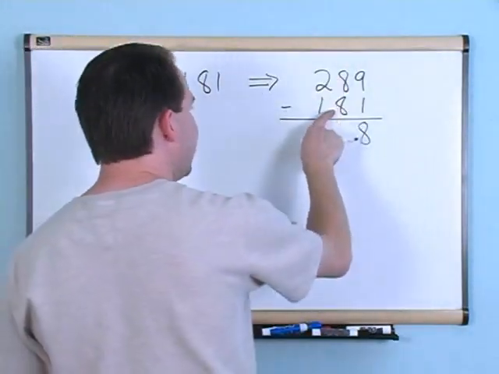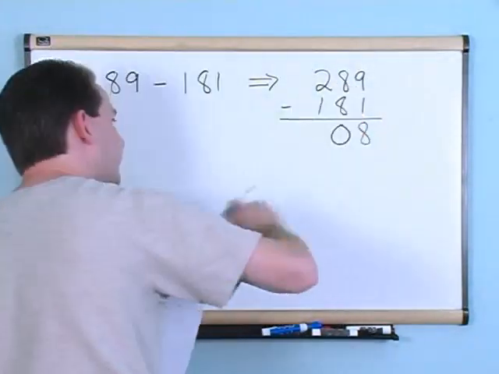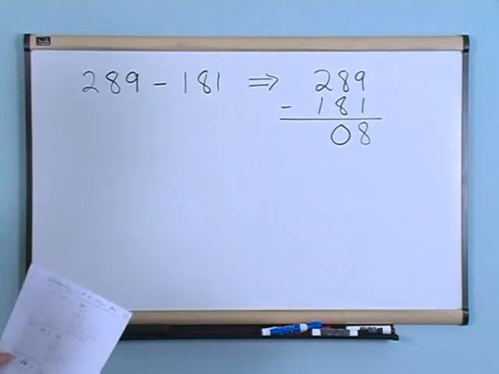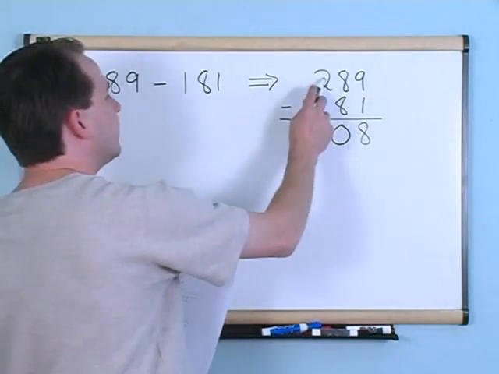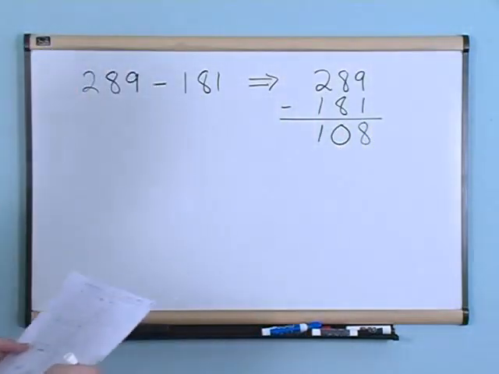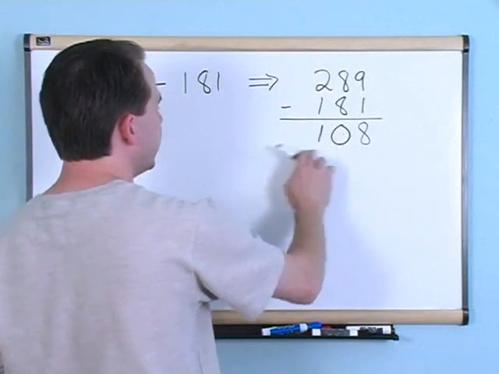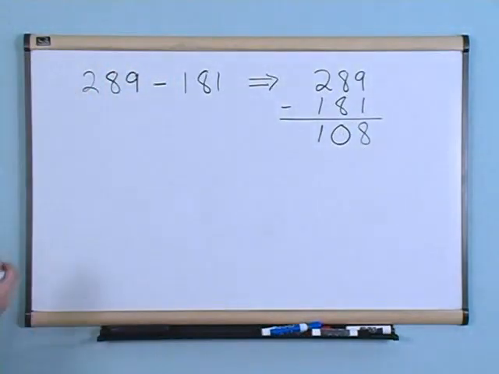8 minus 8, you're taking away everything, so you have 0 left. You take 8, you throw 8 things away, you have 0 left, okay? And then in this column, 2 minus 1, this is going to give you 1. So here we didn't have to do any borrowing because every time we subtracted, we could just write a single digit down. So the answer is 108. Okay?